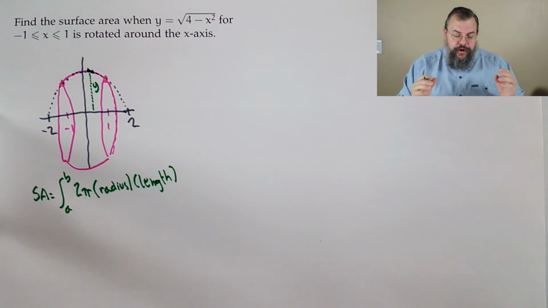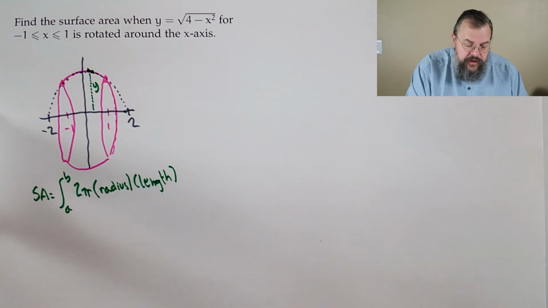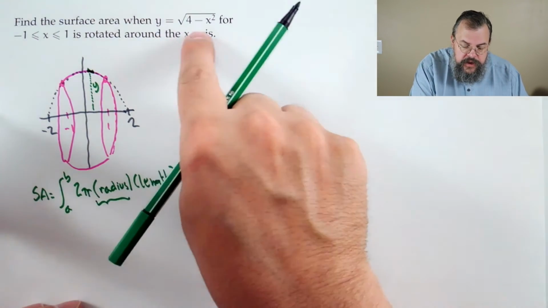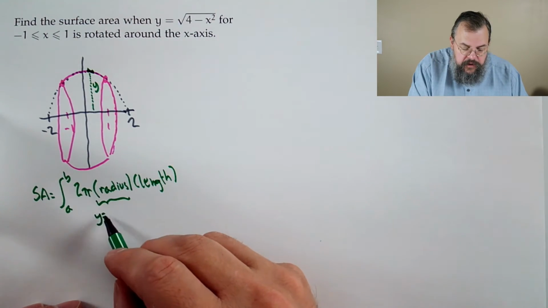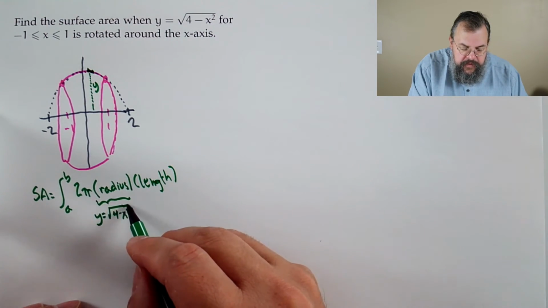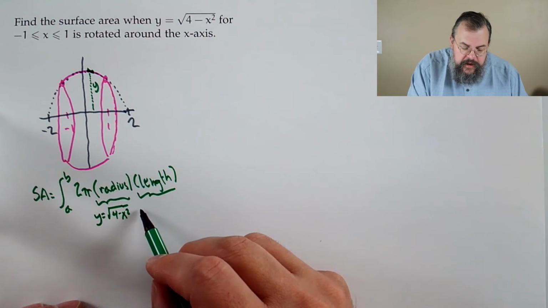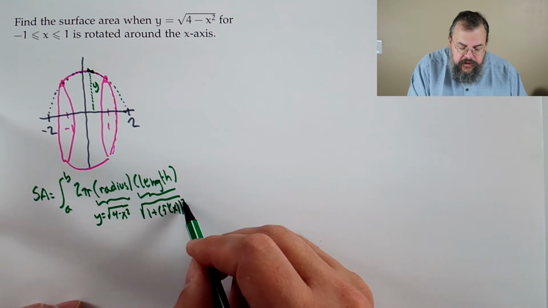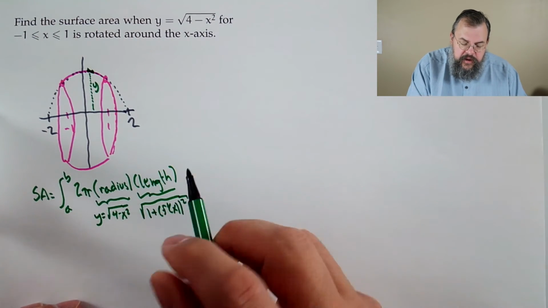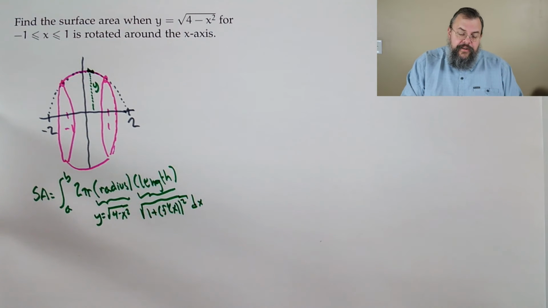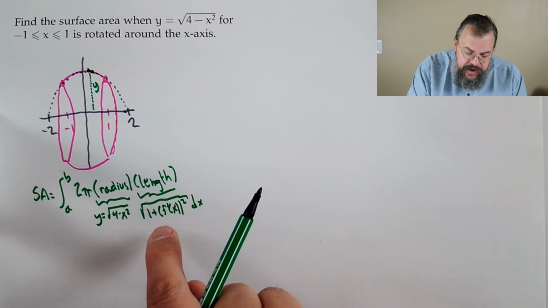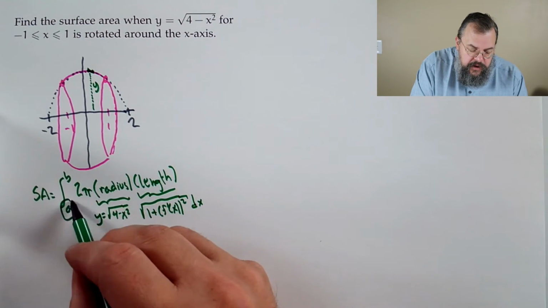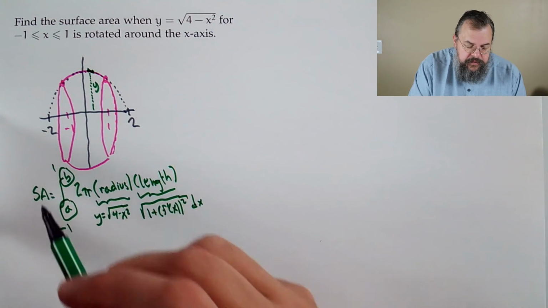No problems. Okay, so for us, our radius is y, which is the square root of 4 minus x squared. Our length, remember, is the square root of 1 plus the derivative squared dx. The arc length, please remember. Okay, so we're going to take some time to really dig into that. Our bounds are given to us. We're going to go from negative 1 to positive 1.